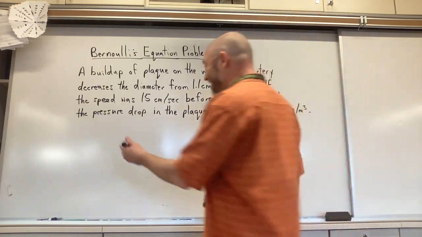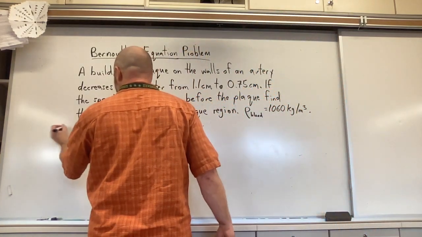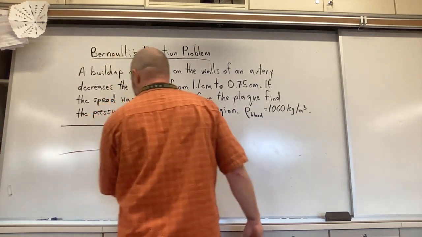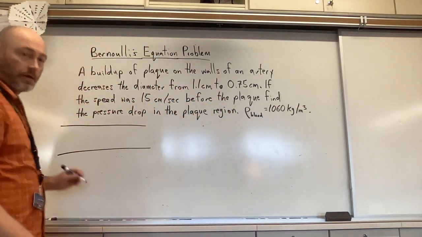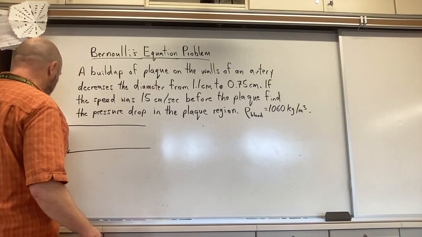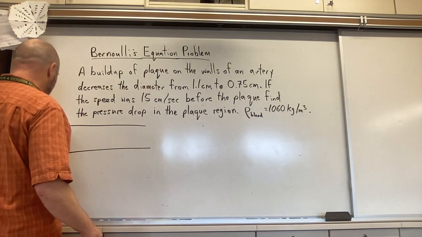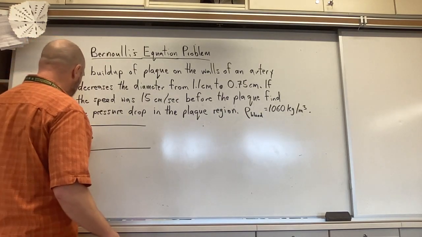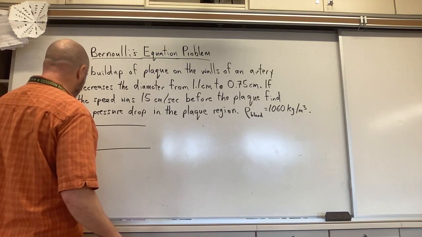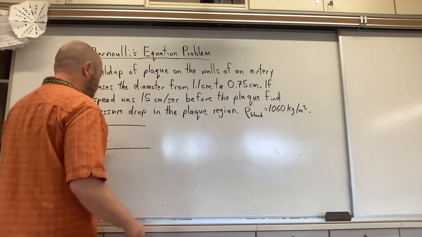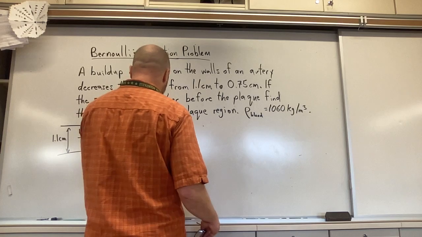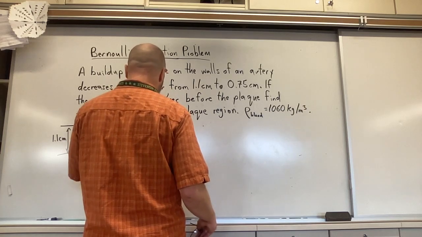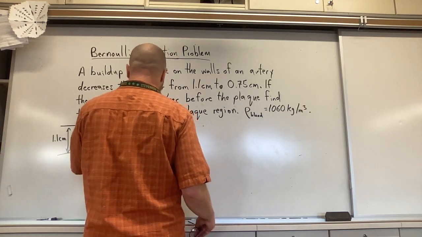Well, I draw a picture first because, hello, we're doing physics. We always draw a picture first. So here is my artery. At the start, my artery has a diameter of this. The fluid is moving 15 centimeters per second. And then over here, it's going to find a region.